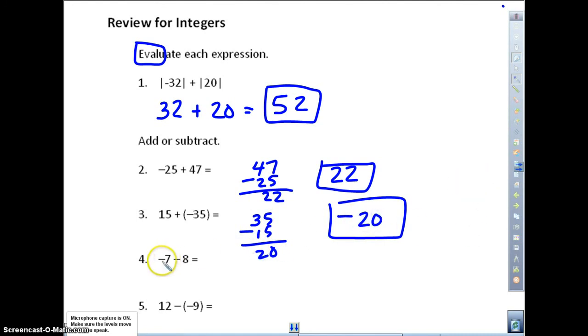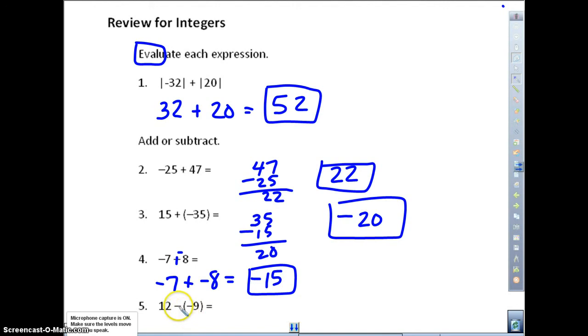All right, I have negative 7. I'm subtracting 8. Did you know subtracting is the same as adding the opposite? So here I'm going to add a line and change the sign. I have 7 negative chips here. I'm adding 8 more negative chips here for a total of 15 negative chips.